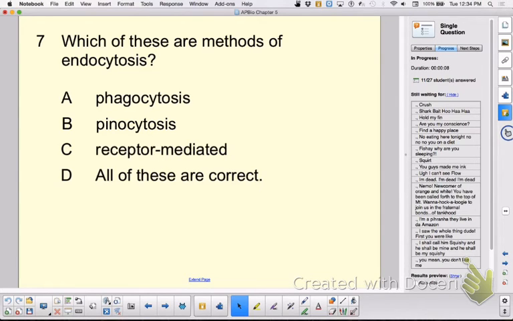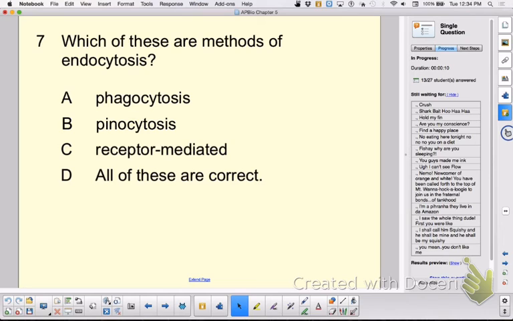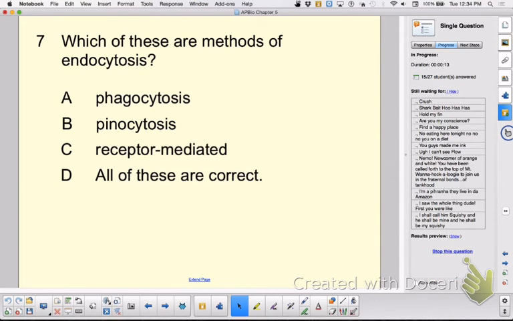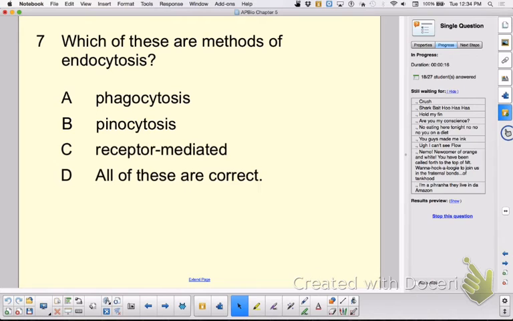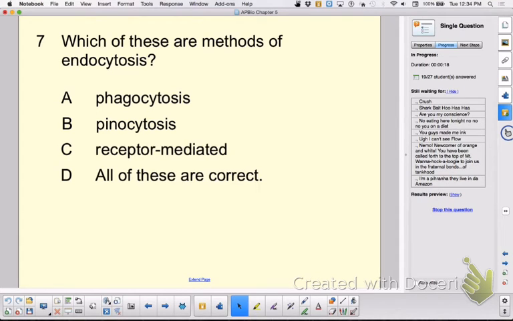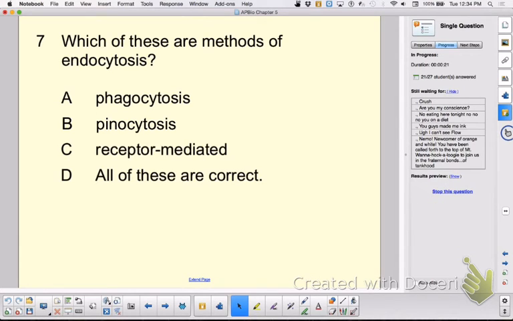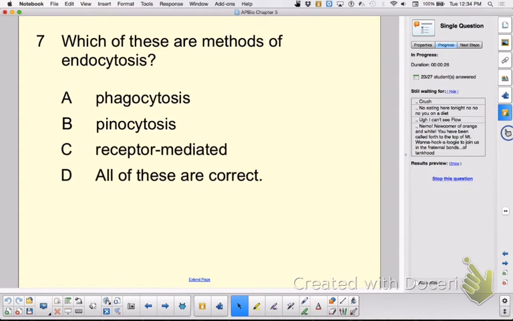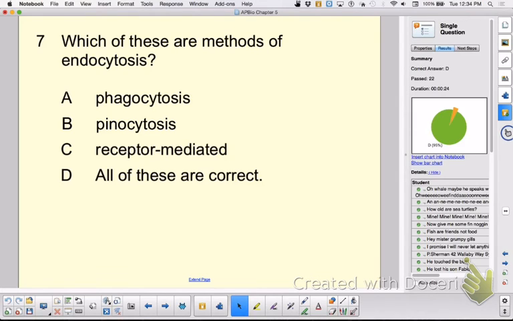Okay, and we're just almost done, and then I want to go over the essays. And you should be good on those essays based on our review. Okay, let's go. Okay, is pinocytosis, somebody picked B, is it a form of endocytosis? Yes, but so is everything else.